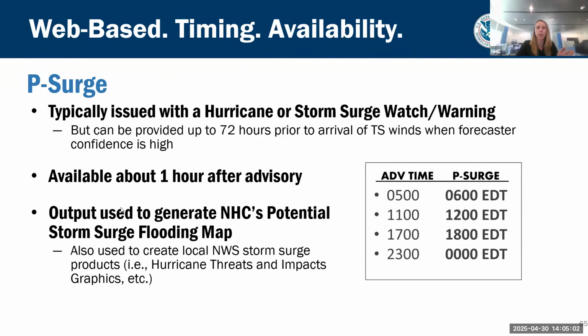So at the advisory time, when they issue the official forecast, we start running the P-surge model. It's going to take about 1 hour for the P-surge model to run, so you won't see that data until an hour after the advisory time. Then the output of the P-surge model is going to be used to generate one of our main products, which is the potential storm surge flooding map. It's also used to create other local NWS products as well. So you won't see those right at the advisory time either. Those will take time because it does come straight from this objective guidance of P-surge.